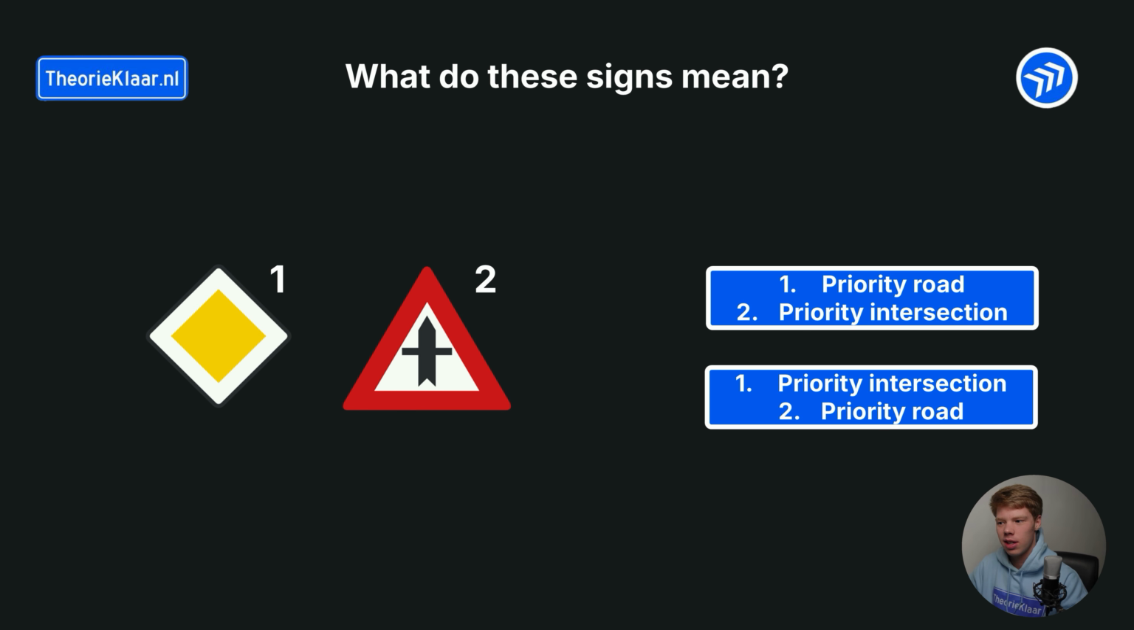What do these signs mean? Is sign 1 a priority road and sign 2 a priority intersection? Or is sign 1 a priority intersection and sign 2 a priority road? Then the right answer is the first answer. So the priority road icon is the white and yellow diamond-shaped icon.